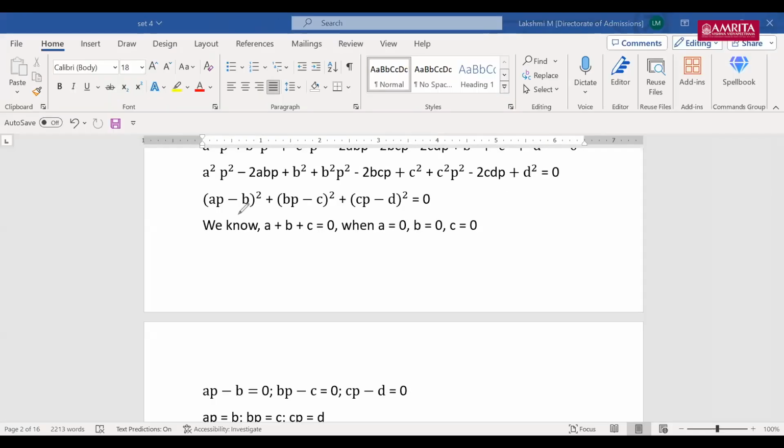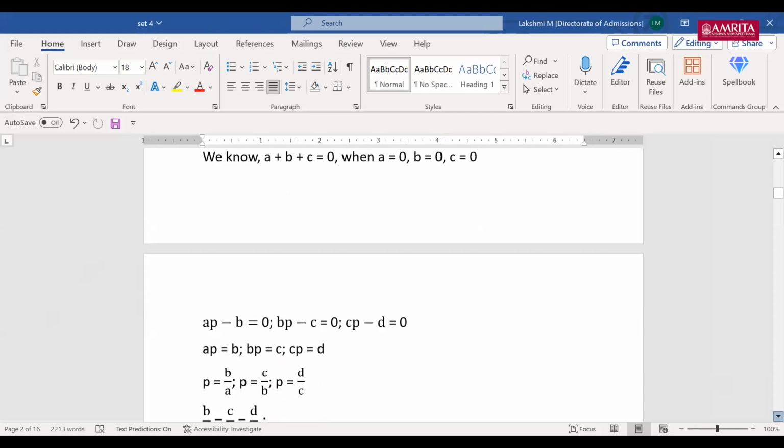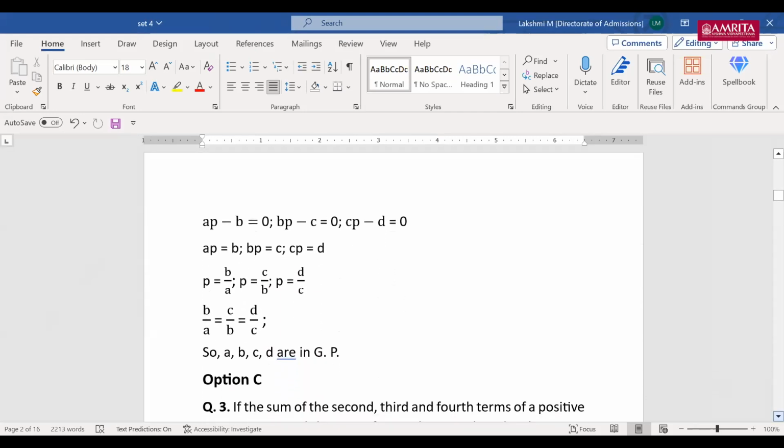Now coming to this part, assume this as A, assume this as B, assume this as C. How will this be 0? All the terms have to be 0. So I got the concept: ap minus b equal to 0, bp minus c equal to 0, cp minus d equal to 0. So once you solve for all these three, you will be able to find a relationship for all the others in terms of p.